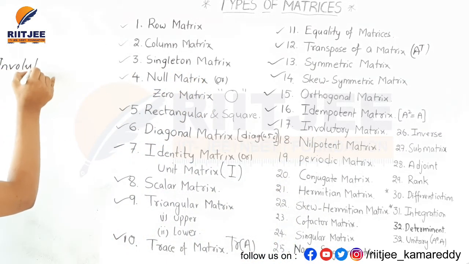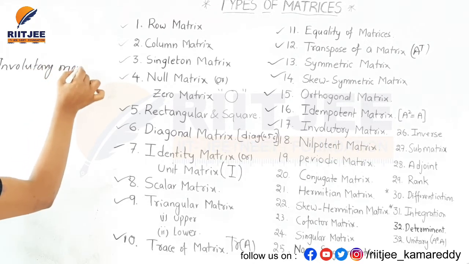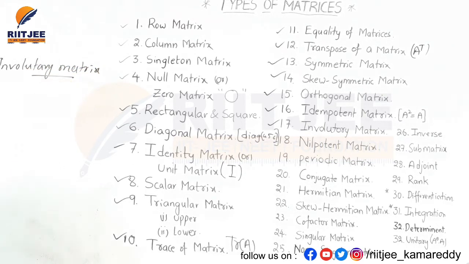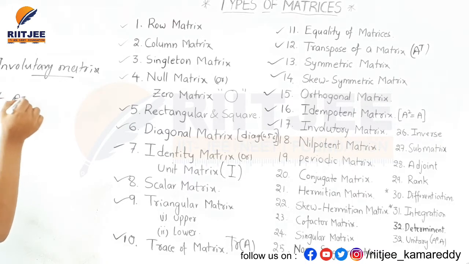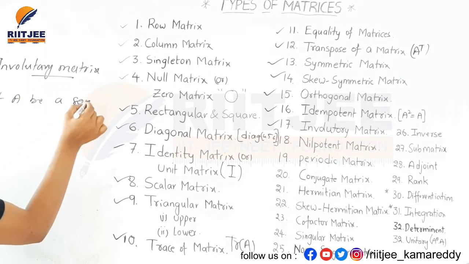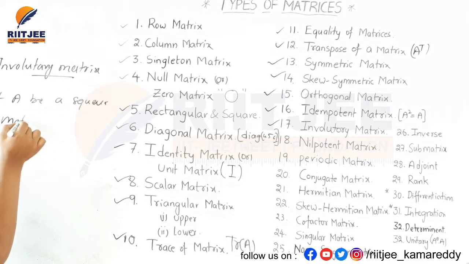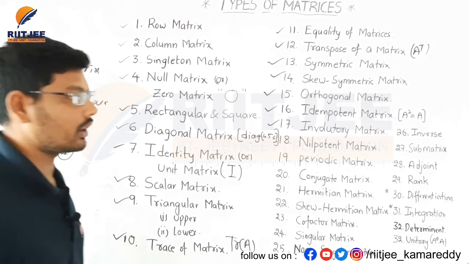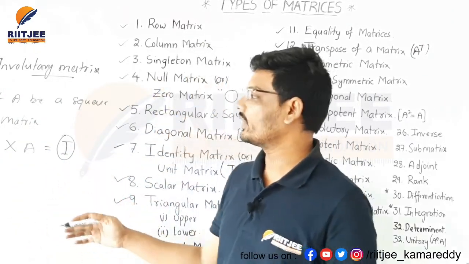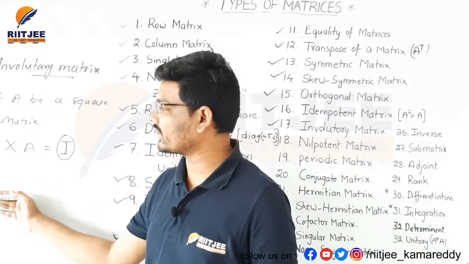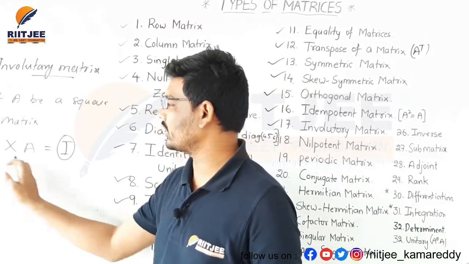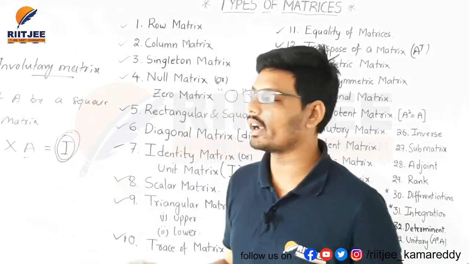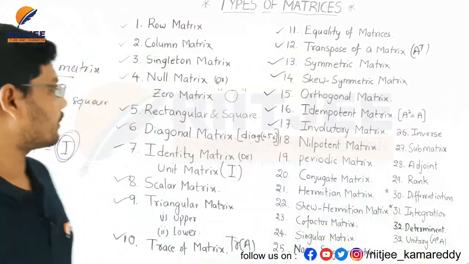Involutory matrix is nothing but, let A be a square matrix, and the product of A into A, the multiplication of A into A, gives again an identity matrix, and it is called involutory matrix. If you multiply the matrix A by itself and get the identity matrix, then it is called involutory matrix. This is all about involutory.